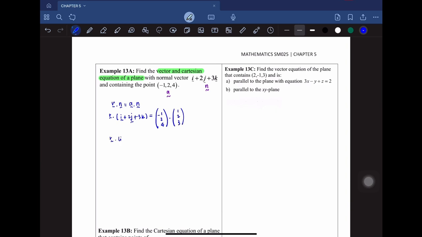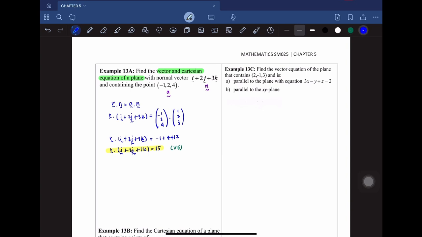-1 plus 1 is -1, plus 4, plus 12. So the final answer for your vector equation would be equal to 15. This is the vector equation of your plane. Now we are going to find the Cartesian equation.